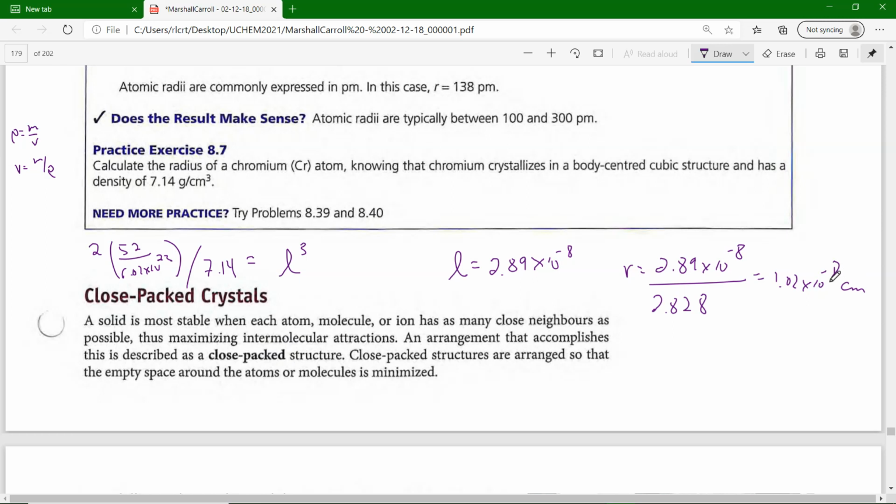I don't have that answer written down. Practice exercise 8.7. I hope I'm right. Shall we take a look? Practice exercise 8.7. Now we're going somewhere else now. You can double check while I'm looking for it here.